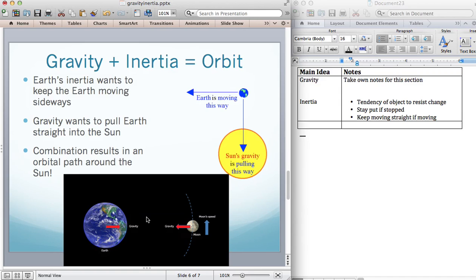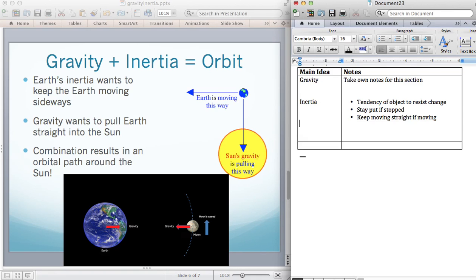So when we combine these two things together, we get an orbit. So here's the sun, here's the Earth. The Earth wants to keep moving straight to the side. This is at a 90-degree angle, a right angle. So Earth wants to keep going that way. Gravity wants to pull the Earth straight into the sun. So with this combination, since the Earth is trying to go this way, the sun's gravity won't let it, and it ends up moving in a circular path. And in fact, it is in a perfectly continuous orbit, and it stays the same all the time.